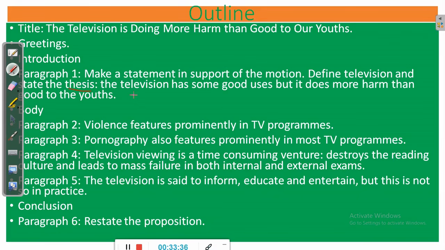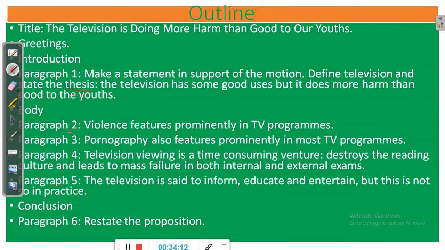And because you are supporting the motion, your thesis is the proposition. The television has some good uses, but it does more harm than good to the youth. This will be your argument. You are not saying that the television is bad completely, because that would be a bad argument. You agree that the television has some positive uses, but you are saying that it does more harm than good to the youth, and that's a very intelligent way to make an argument.